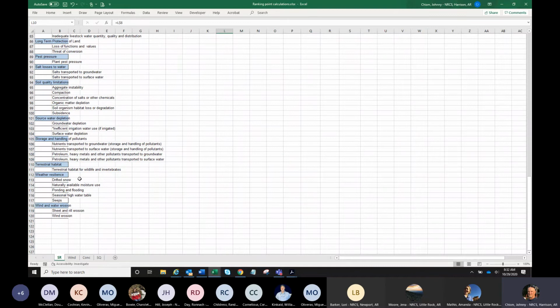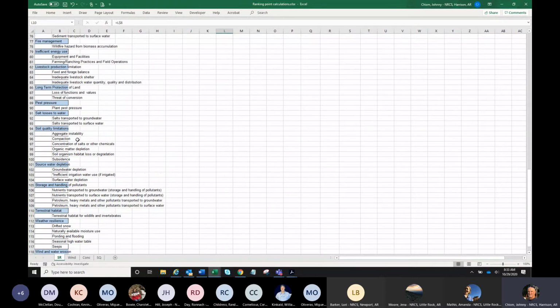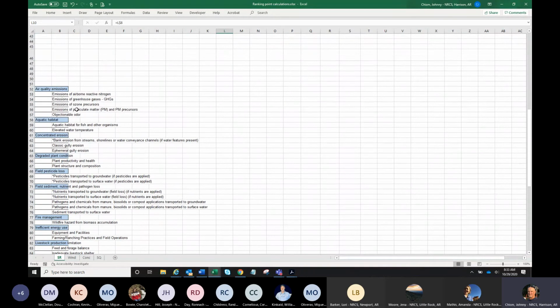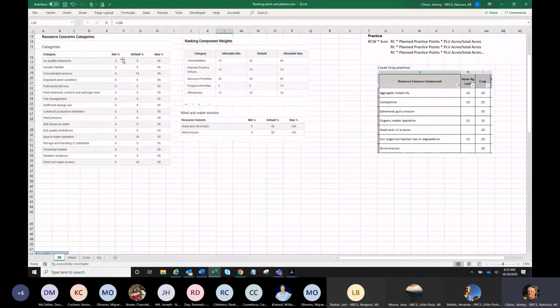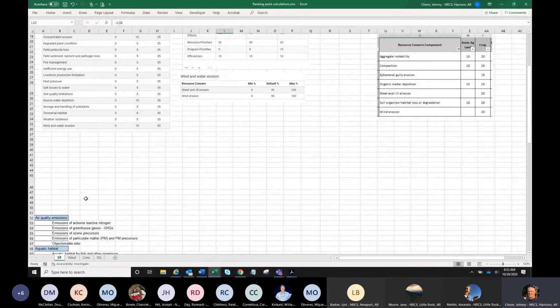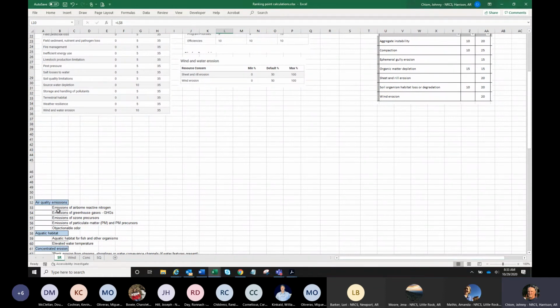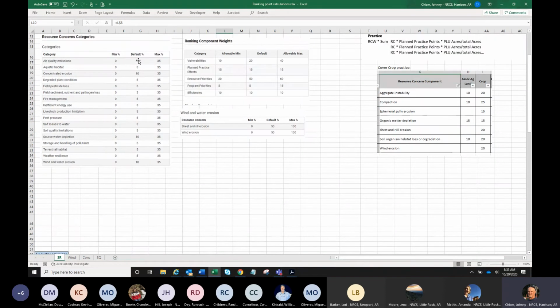So, for example, let's say I was really interested in terrestrial habitat, so I'm going to make that maybe 35% and all these others low. So you can adjust those percentages. That's where this comes in. If you look at these, this air quality emissions is based on all of these things, and I can set it from 0 up to 35. Well, in this case, it's set at 5. It could have been 0.